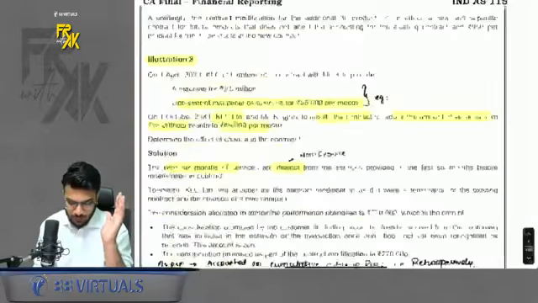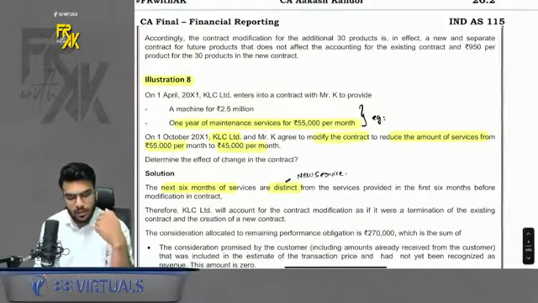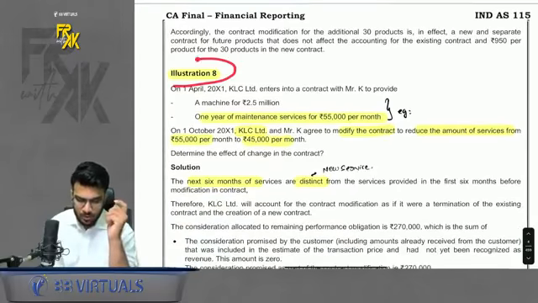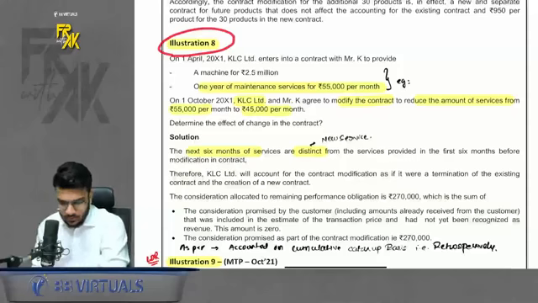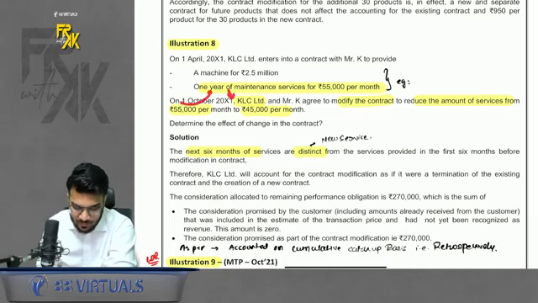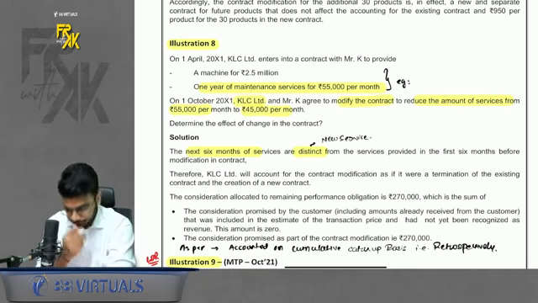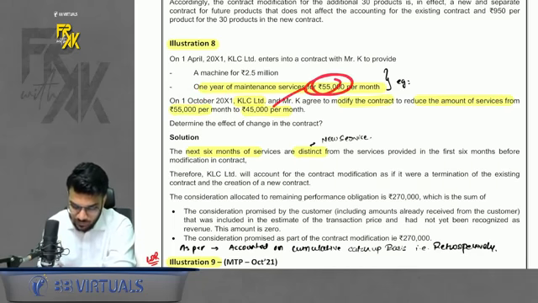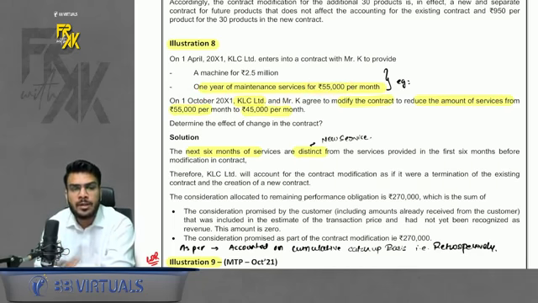Okay. We did one more question here. That was illustration number 8. But I feel there was a small conceptual error in this question. If you read the question, it says we enter into a contract to buy a machine, and also 1 year maintenance service. Now this maintenance service, after 6 months, they modify and reduce the consideration of the service. Okay, so when the consideration reduces, it is to be accounted as per cumulative catch-up basis.